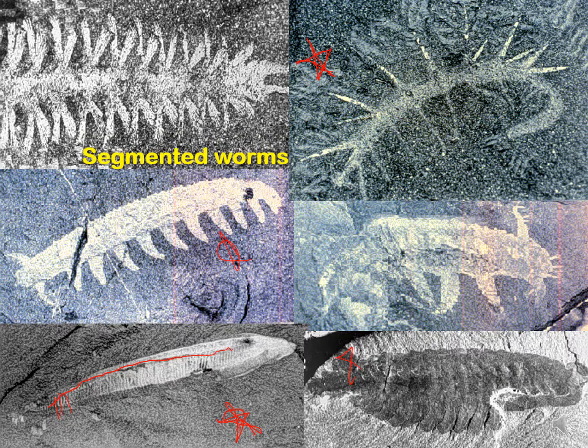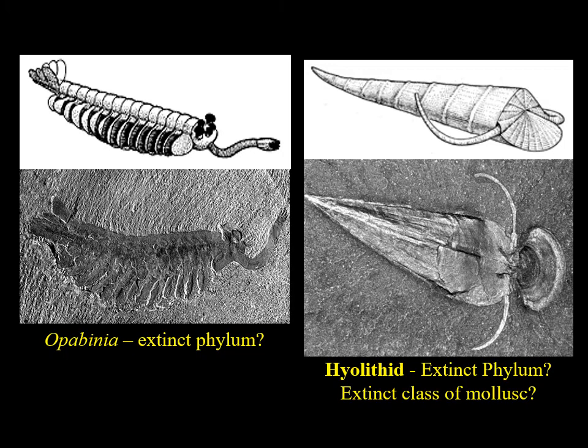So we have segmented worms. We have our early chordates. And then who knows what Hallucigenia is. Opabinia might be an extinct phylum, meaning we don't really know how to classify this weird proboscis-bearing, multi-lobed, multi-eyed predator. So it could just be an extinct phylum.